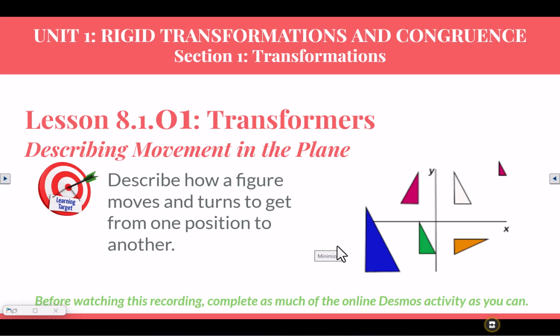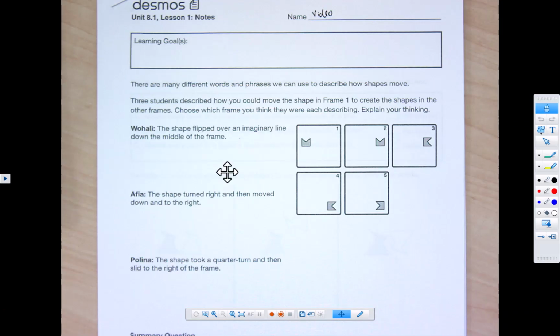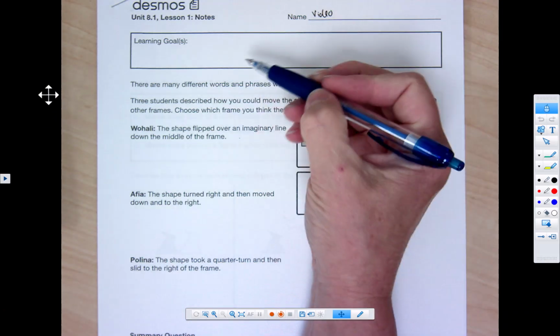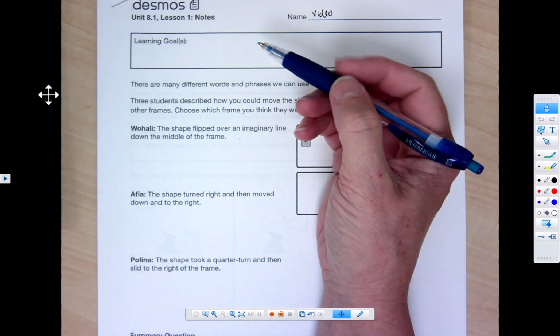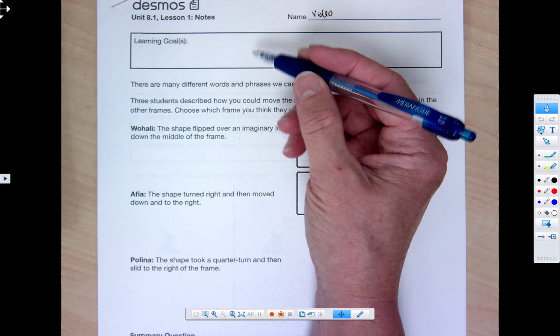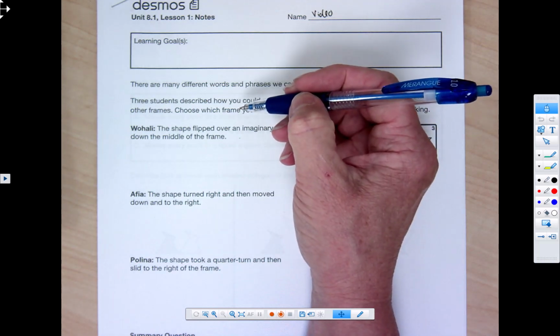If you're looking at this after an absence, please, before watching this recording, complete as much of the online Desmos activity as you can. That first activity in Desmos was called Transformers. After you've completed the activity on Desmos, it's going to be a good time to take some notes to see what it was that we were really focused on.